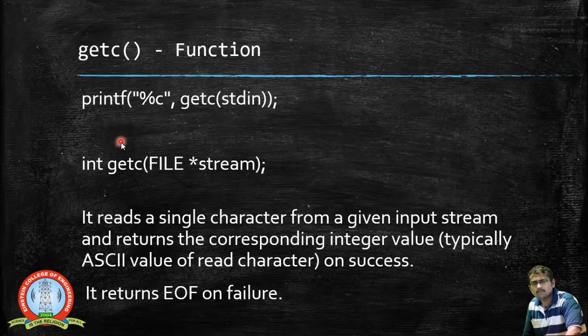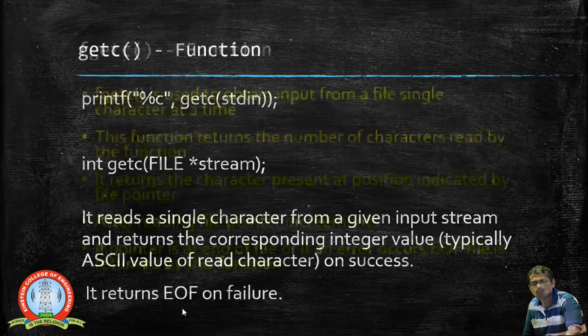The syntax of getc is something like this. The return value is an integer value, and the getc function gets the characters. The file stream, meaning the file pointer that has been declared inside the program, will be passed as a parameter here. It reads a single character from the given input stream and returns the corresponding integer value, typically an ASCII value. And if there is a failure, it returns EOF, that is, end of file.